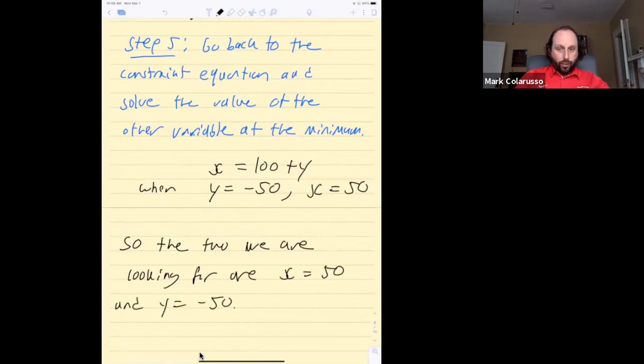And that minimum, their difference is 100, right? And the product is a minimum. Okay, so those are all the steps. These are kind of involved problems. There's several steps, so we'll do several for practice, okay?